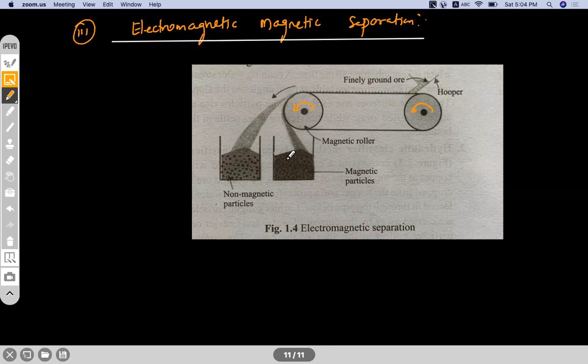Obviously, this kind of separation method we use when there is a difference in the magnetic property of the metal and the impurities which are present. Easier one, you can understand this carefully. Just a few points you write down here. This method is based on magnetic and non-magnetic properties of ore and gangue respectively.